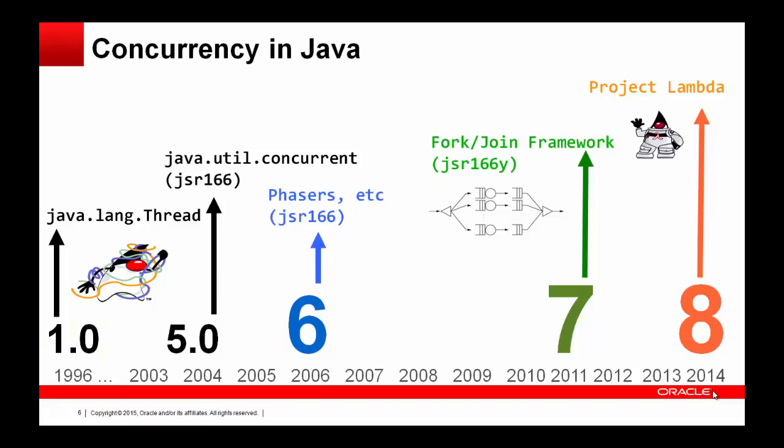In JDK 1.0, you had the java.lang.Thread class, which allowed you to create a separate thread. You could define, through the use of something like a Runnable, what the code was that you wanted to execute within that thread. And that was great because it meant that it was very simple to create multiple threads that could do things potentially in parallel.